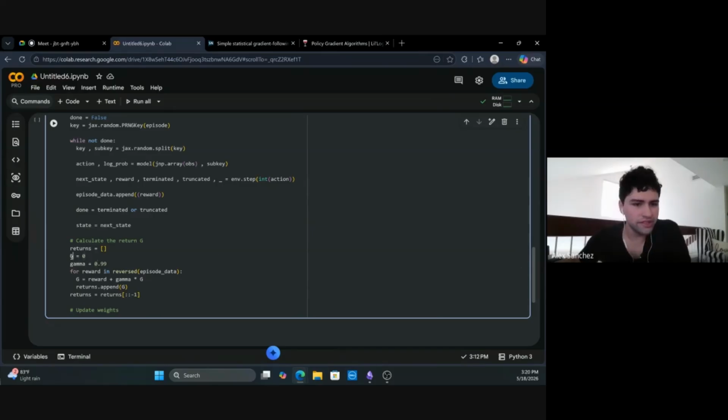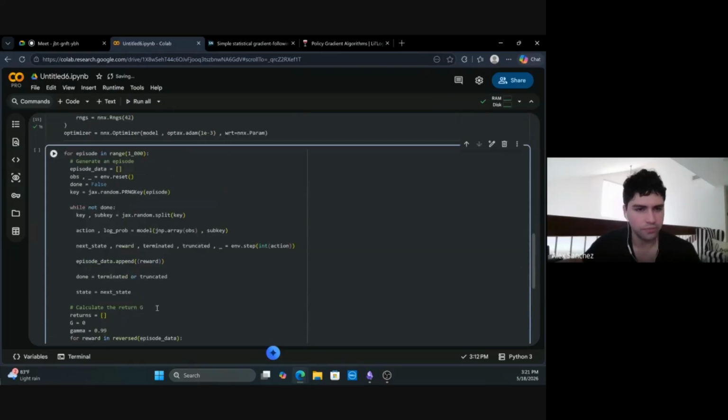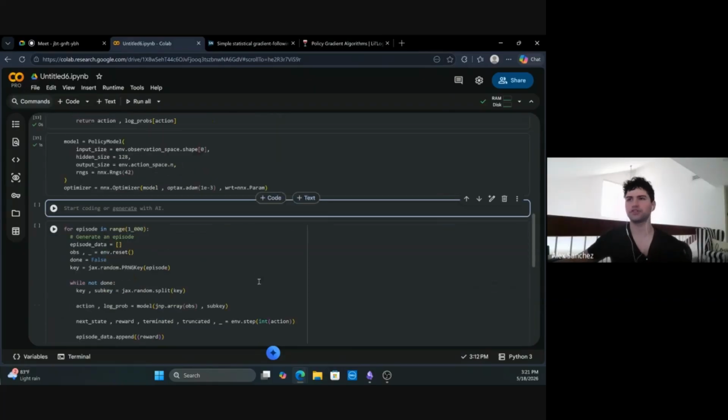So yeah, we want to bring this number up. And this is a very important list to have here, what we call the returns, because this is what lets us update our weights. So let's make a loss function now. Now we have some value, right? Some estimated value of the actions that we took and the space that we were in. And let's update those weights. So let's make a loss function.